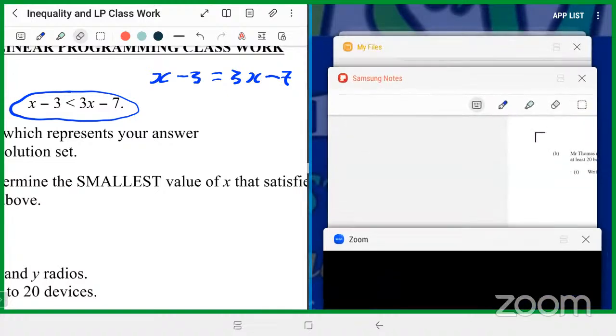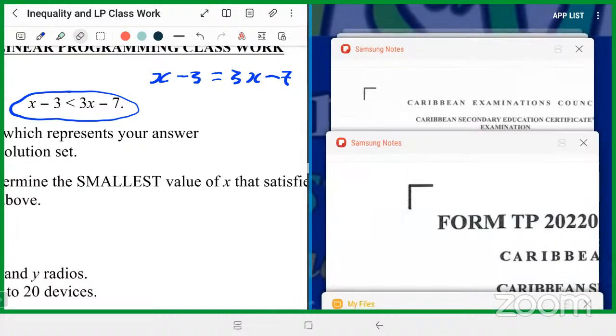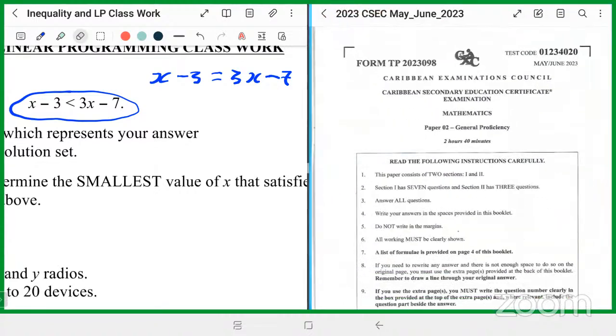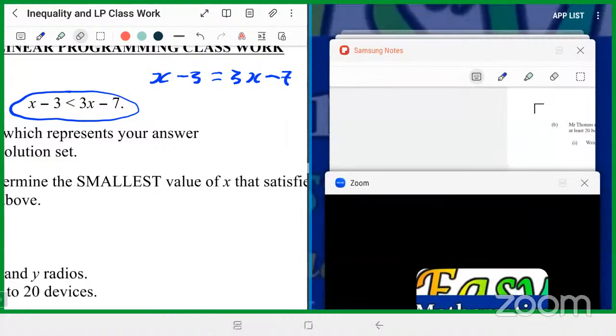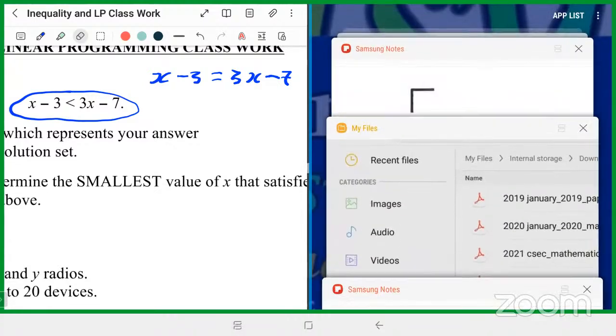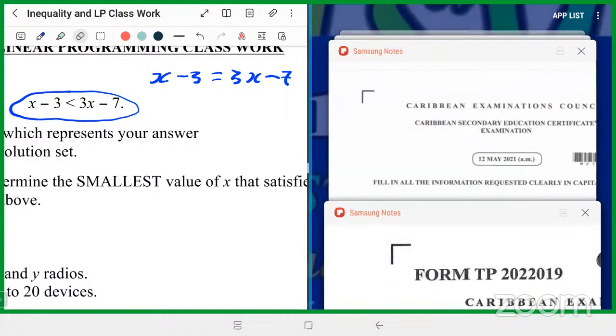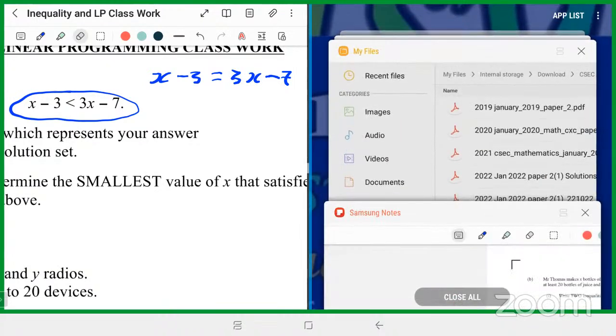All right, so let's go. I'm going to work through it quickly. After I'm finished with this class activity, I'm going to do a couple of questions. I also want us to do one of those special ones, just in case you get one like that.